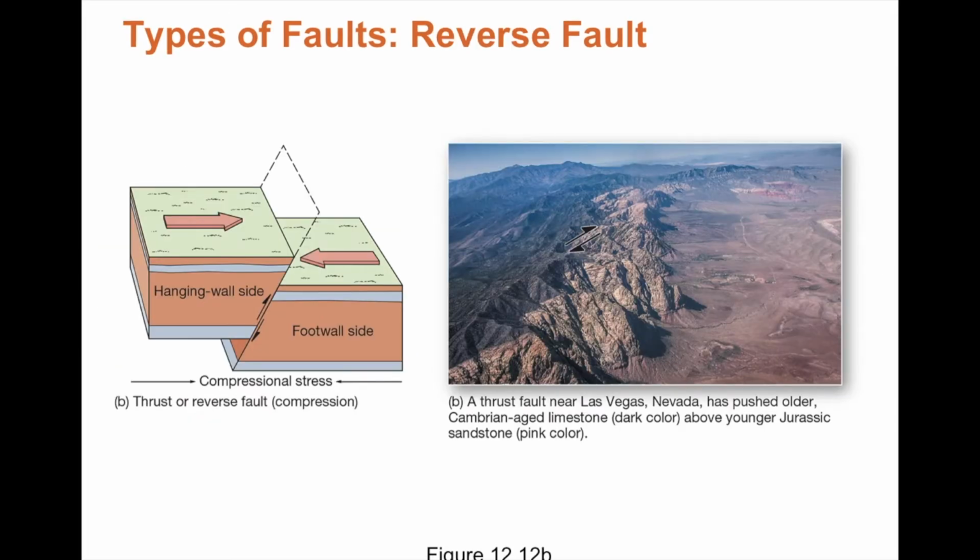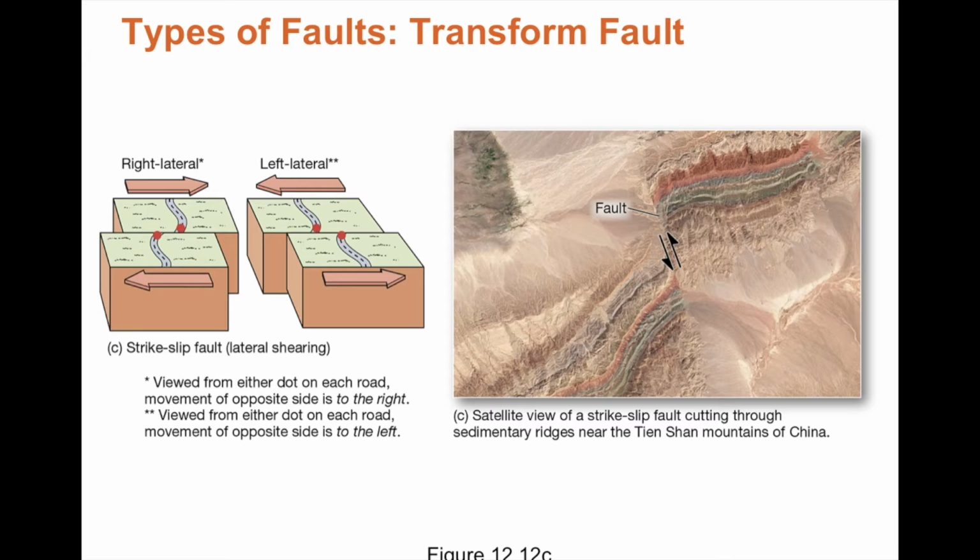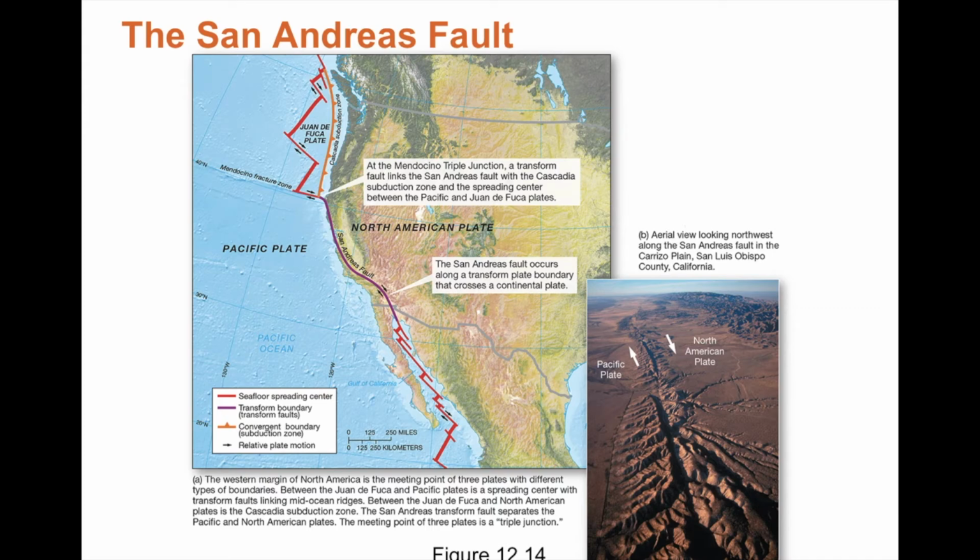A reverse fault is when two areas of land mass or two plates are pushing into each other, creating a reverse fault. And a transform fault is where two large land masses are moving opposite each other. For example, here's a fault where this part of the land mass is moving south and this part of the land mass is moving north. The San Andreas Fault in California is an example of where two plates are touching each other and sliding opposite each other. The North American plate is sliding to the south, and the Pacific plate is sliding to the north.